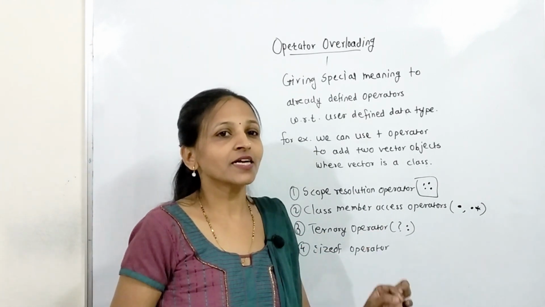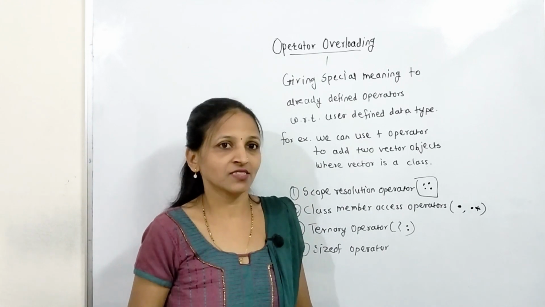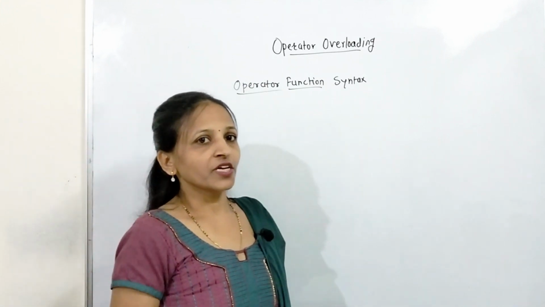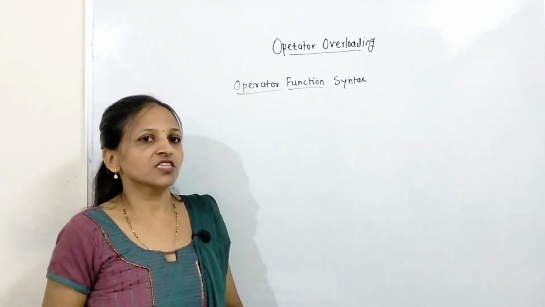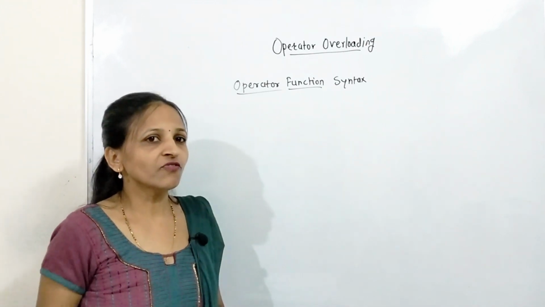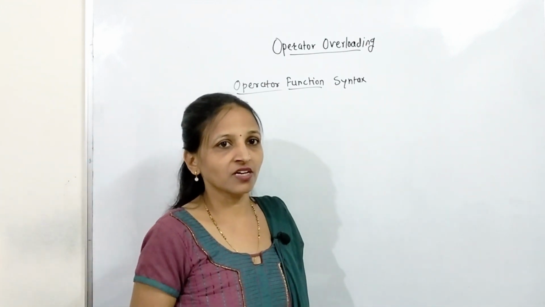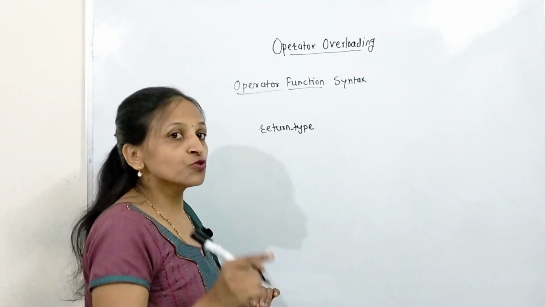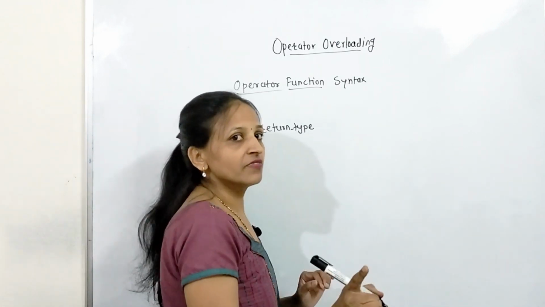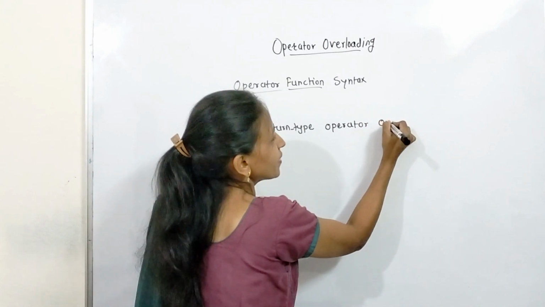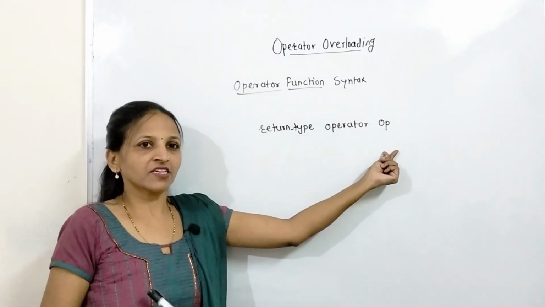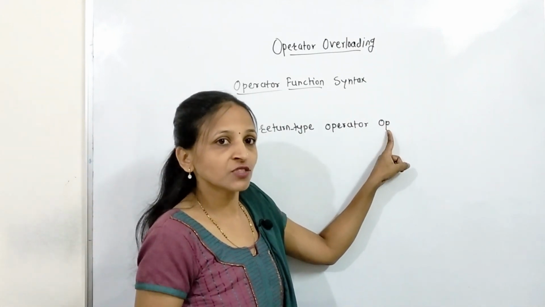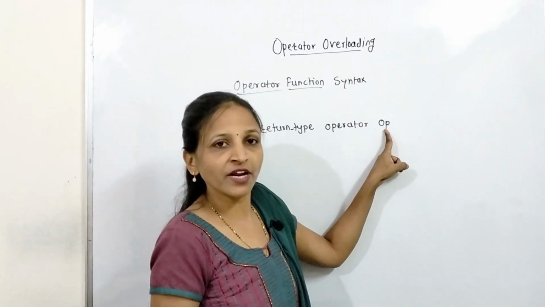Now let us see the syntax of an operator function, how to write it. For that you must know the syntax first. To do this operator overloading, we can write an operator function inside a class. The general form of defining an operator function is like this. First we have to write the return type, then we have to use the operator keyword. Operator is a keyword, remember. Then whatever operator you want to overload, let it be plus, minus, multiply, anything, that you have to write at this place. This is nothing but OP. OP stands for operator. Whatever operator you want to overload, that you have to write over here.